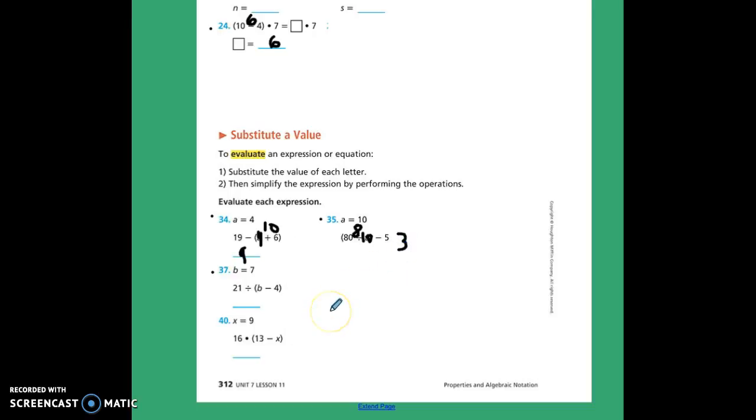All right. Why don't you go ahead and try number 37 on your own. All right, let's see how you did. So we plug in B equals 7, so we're going to put a 7 in here. We're going to say 7 minus 4 equals 3. And then we get to do 21 divided by 3 equals 7. You got 7? Great work.